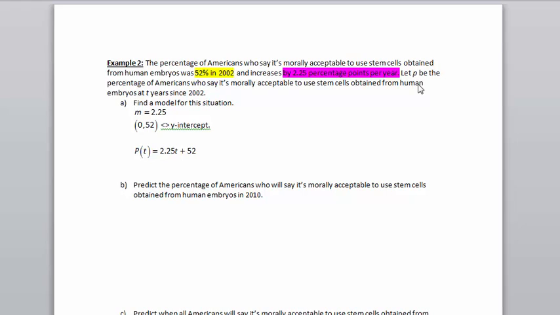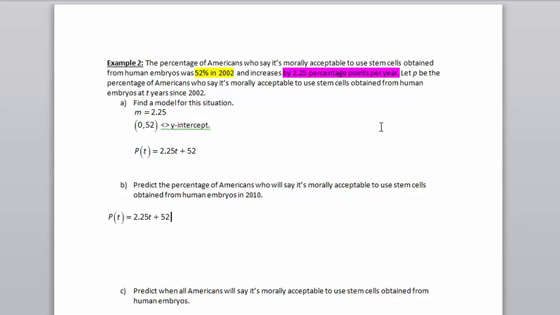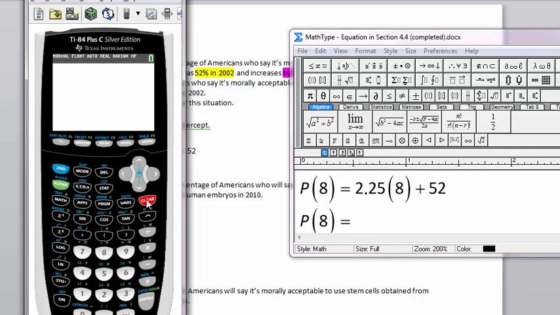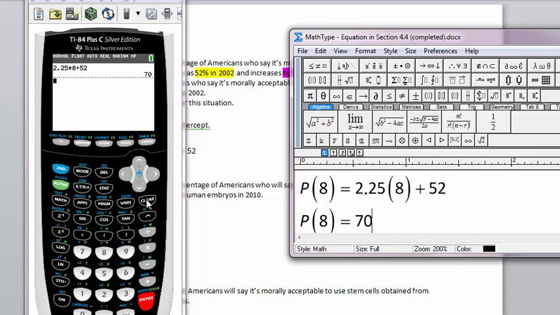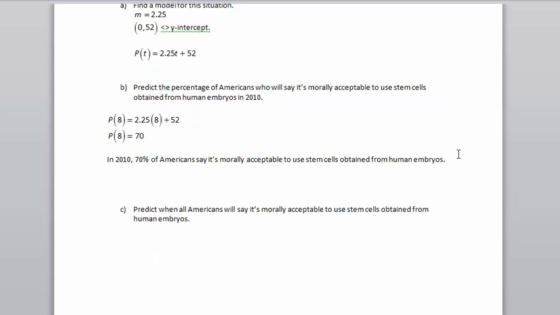In part B, we want to predict the percentage of Americans who say it's morally acceptable in 2010. So what we're looking for here is p of 2010, which is 8 years since 2002. So looking for p of 8. Let's grab that calculator again and multiply. P of 8 turns out to be 70. So in 2010, 70% of Americans say it's morally acceptable to use stem cells obtained from human embryos.